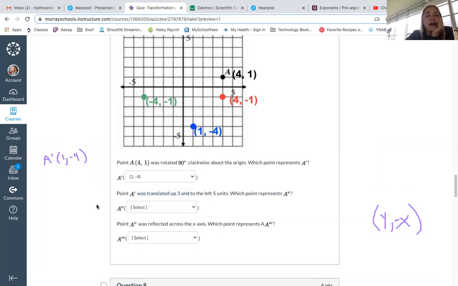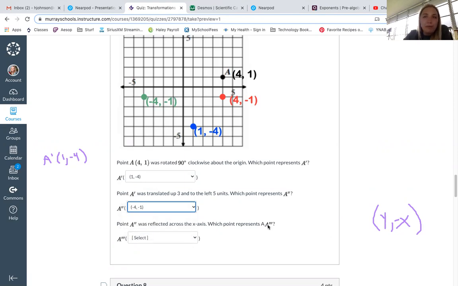It's right there. Okay, so now I need to translate point A prime up 3 and to the left 5. So if I'm at this 1, -4, I'm going to go up 3 and to the left 1, 2, 3, 4, 5. Bam, it's right here. -4, -1. Let's find that. -4, -1. Okay, that was a double prime.